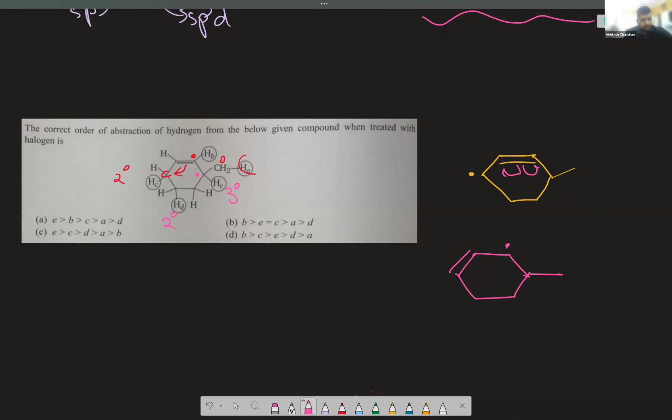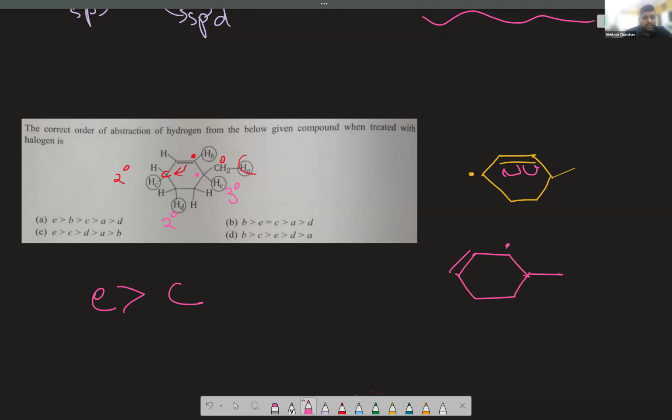So between free radicals, something that is stabilized by a benzene group or something like this is very stable, and very stable means that the bond strength is low, right? So the correct order of abstraction, who can get abstracted the most? E, because that free radical would be resonance stabilized as well as being on a tertiary carbon. So yeah, E is going to be the one that is easiest to abstract. Then of course C is going to be next because it is also resonance stabilized.